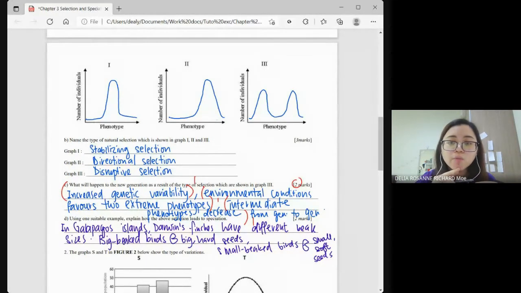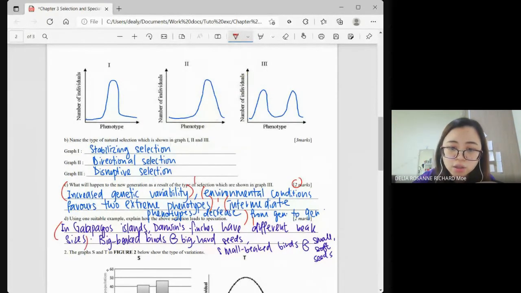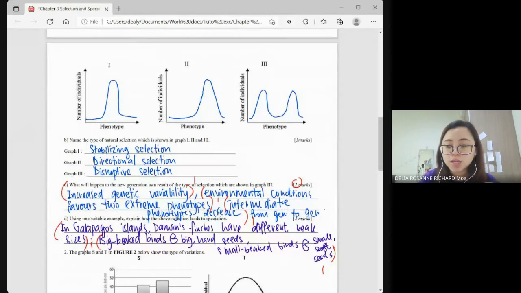Dan ayat kedua, kamu explain apa phenotype yang akan dipilih. So in this one, the first mark is when I tell that in Galapagos Islands, there are Darwin's finches, or if I just say Darwin's finches. And then the second mark is when I tell big beak birds will eat big hard seeds, small beak birds eat small soft seeds. So there you can get two marks.